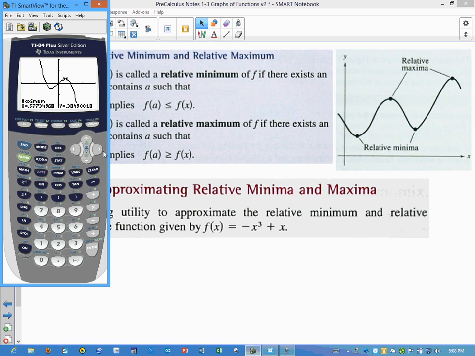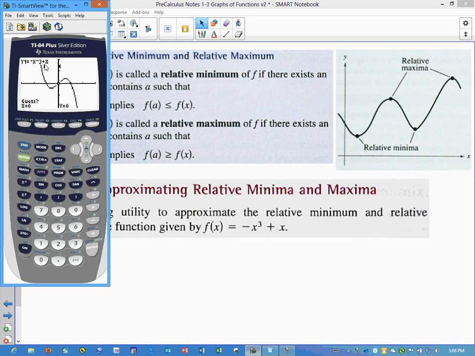And now for the minimum, we still have a graph in there, so we're going to go back to second trace, which is the calculate menu. This time we want number 3, which is the minimum. And we want a left and right bound that's going to capture the low point there. So I'm going to go from -1 to 0. So left bound, -1. Remember, negative, not minus. So -1, enter. Right bound, I'm going to go with 0, enter.